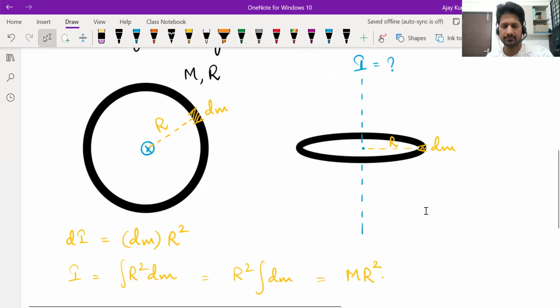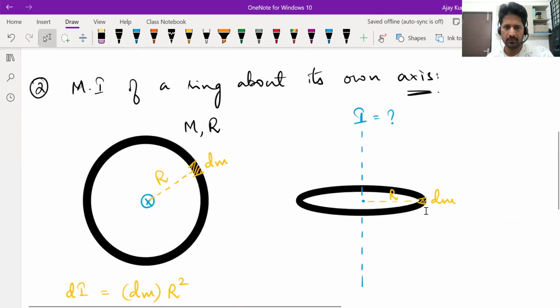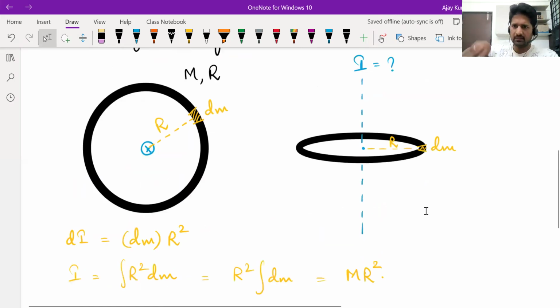Rishi, is this clear? Yes. You can use the same idea that we used for the previous problem. All the mass m here is at the same distance r from the axis. That way also we could have directly told that the moment of inertia is mr square.